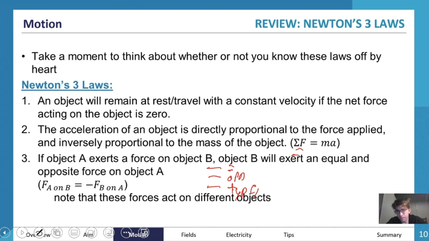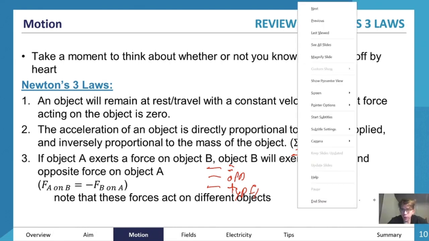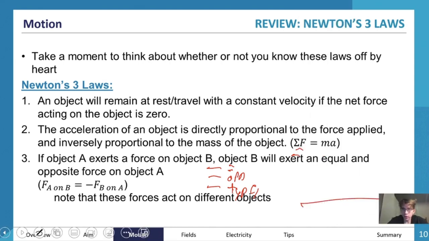Let me explain. So if we look at a car, right, or let's say there is this block, this rock, whatever, on the ground, there is obviously a weight force acting on that block, what would be the reaction force to the block?